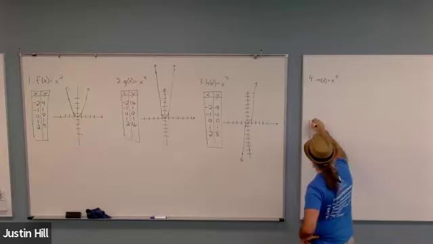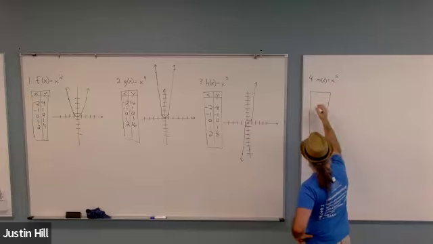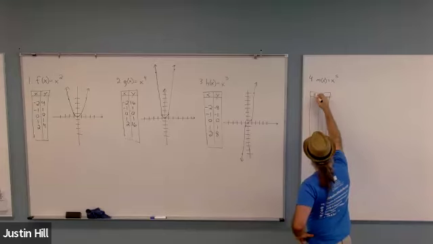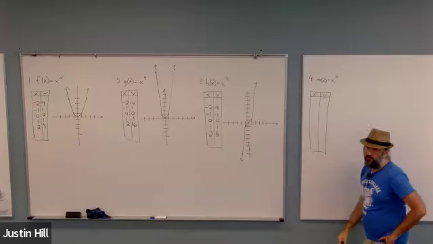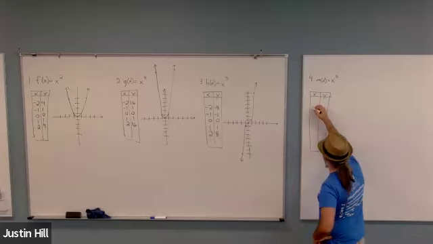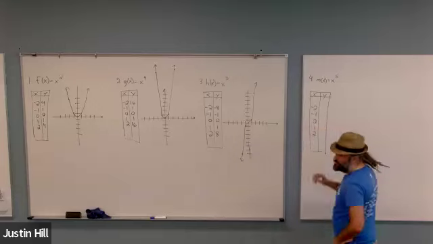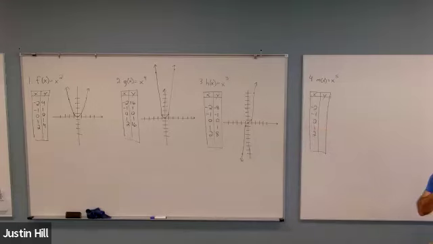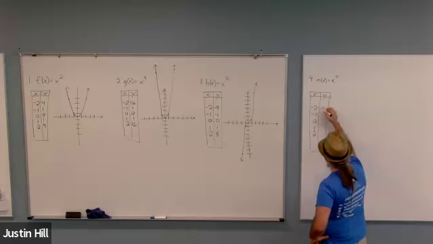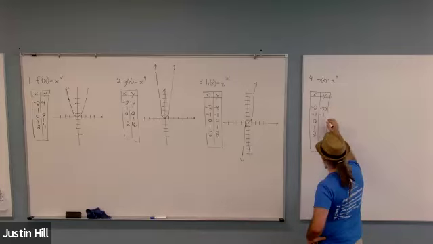So what about x to the fifth? You pick the same numbers, negative 2, negative 1, 0, 1, 2. And what'd you get for the y? Negative 32, negative 1, 0, 1, 32.